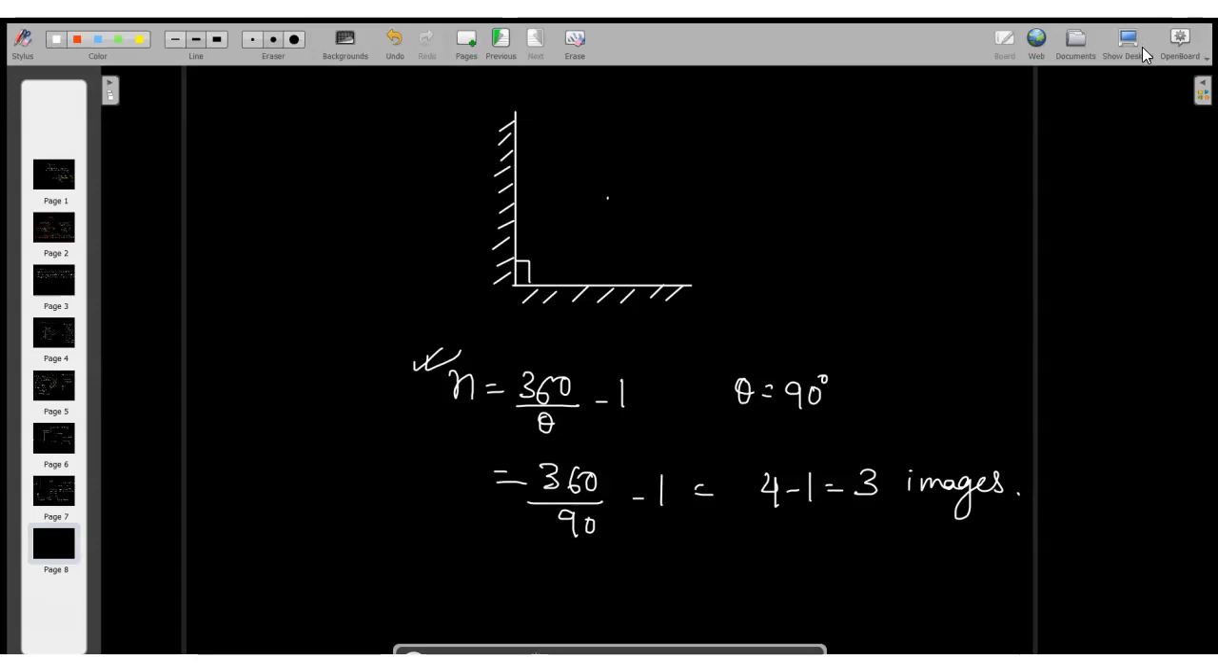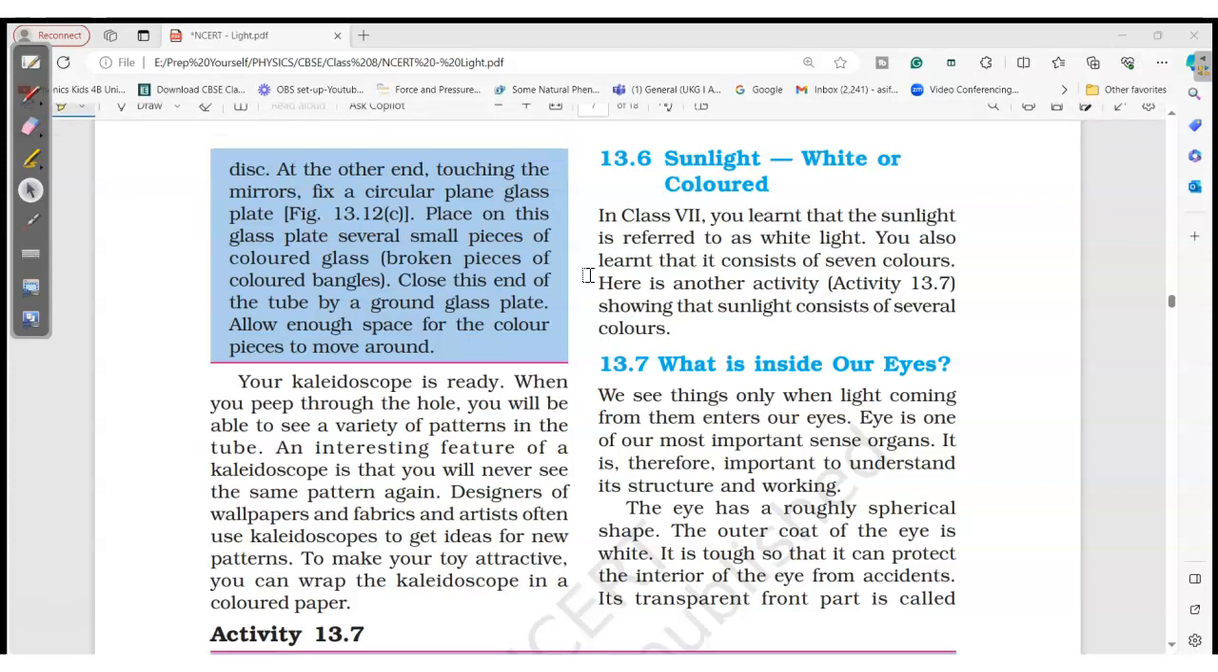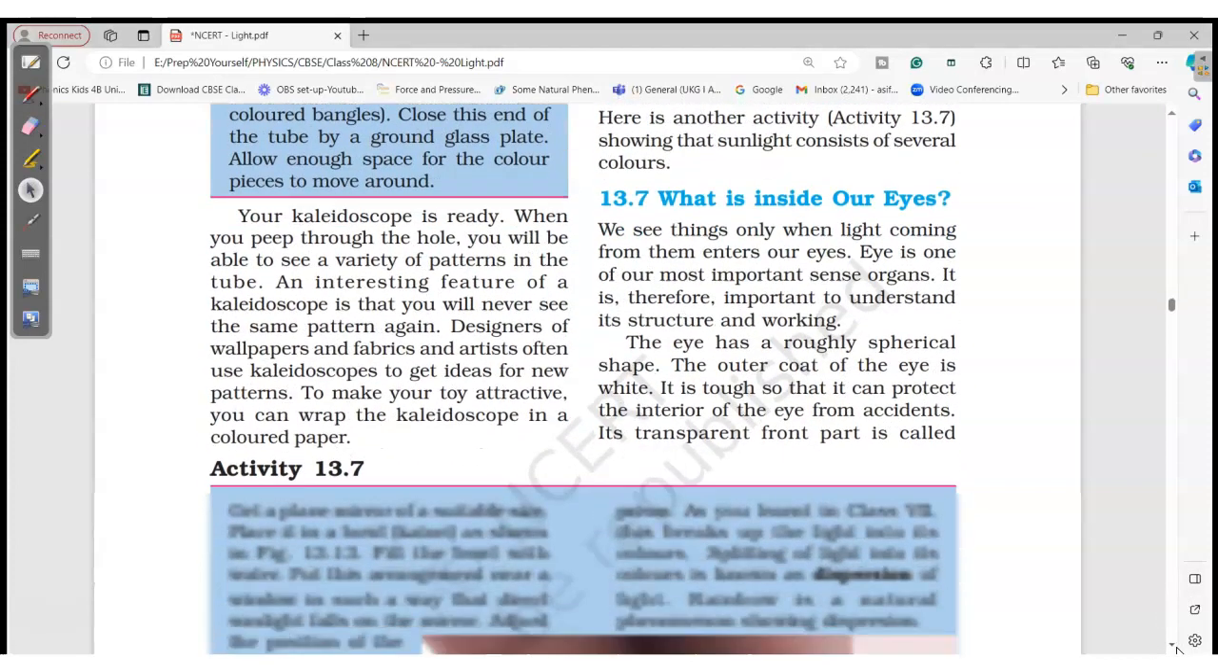Okay, now let us go back to our book. So that's all for ray diagrams, image formation, and properties of images. Now we are going to see about our eye. What is inside our eye?